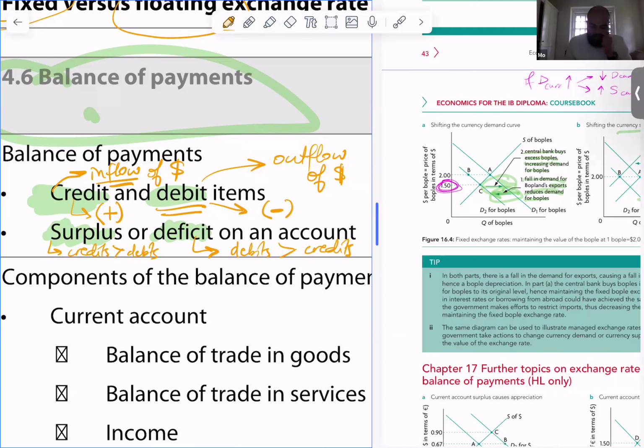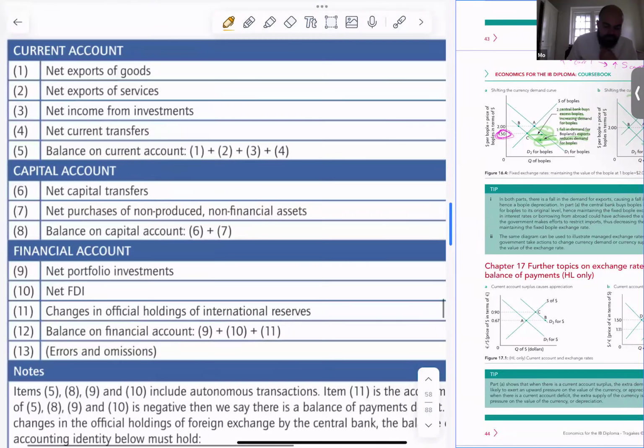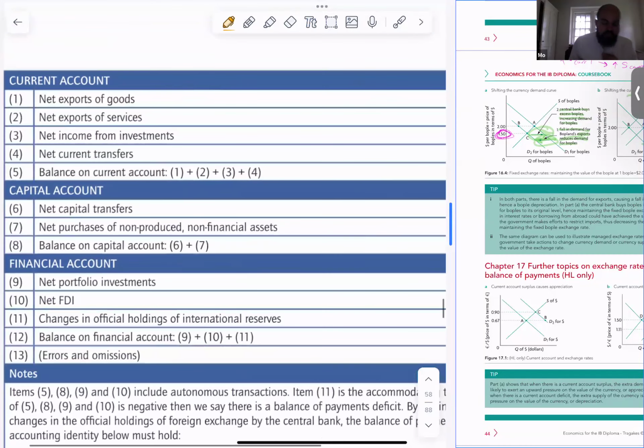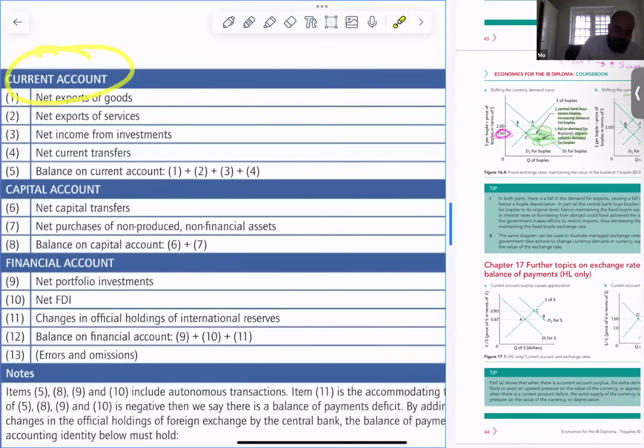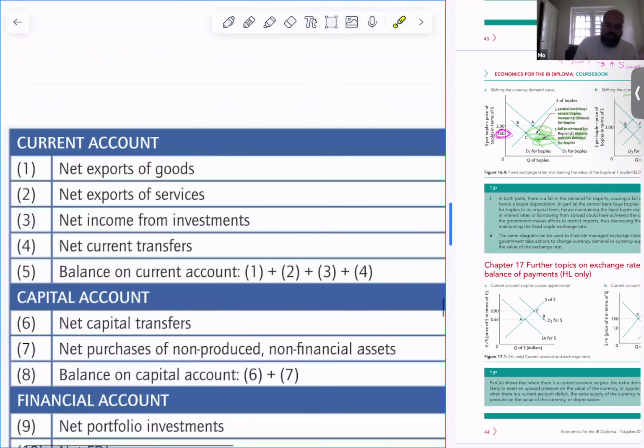So let's have a look at the components of the BOP, the balance of payments. I have it here. Okay, so you can see there are three main accounts. There's the current account, there's the capital account, and there's the financial account. Okay, this is number one, three main accounts. Each account has sub-accounts. So let's have a look at the current account. For each of those, I'm going to do the credits first, the inflows first, minus the debits.